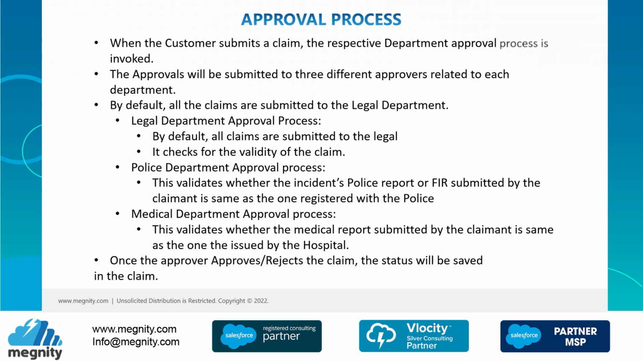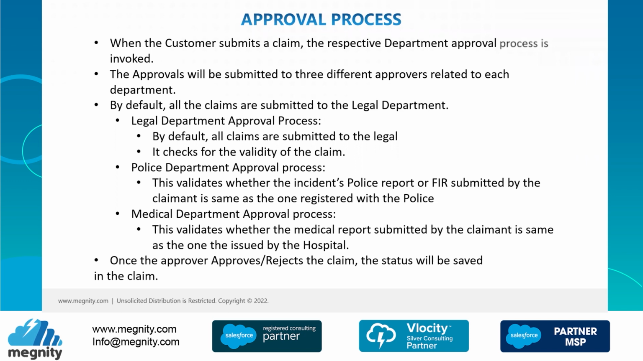they will validate the claim by checking required details. For the police department, they will check documents like whether the incident is reported to police or an FIR is registered or not. They will validate that these documents are correctly submitted or not, and then they will approve or reject the claim. For the medical department, they will check documents related to injuries.